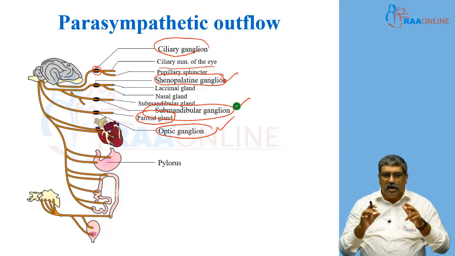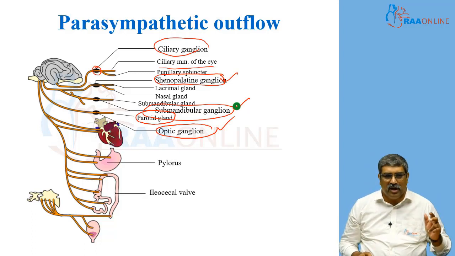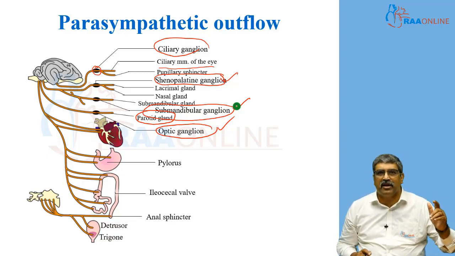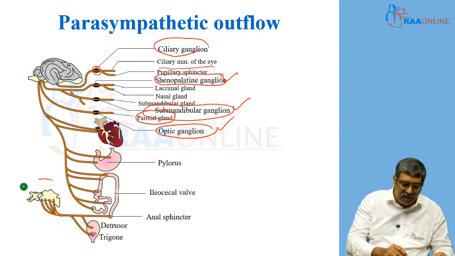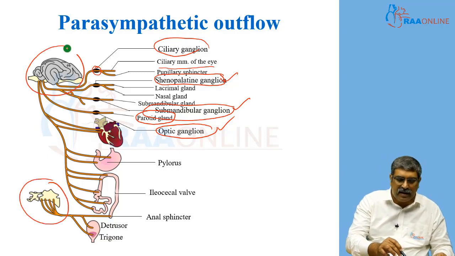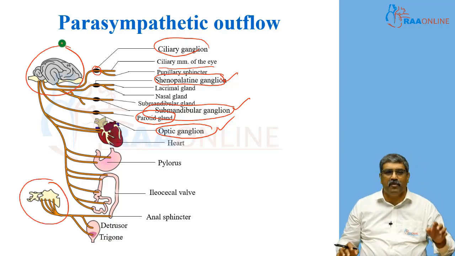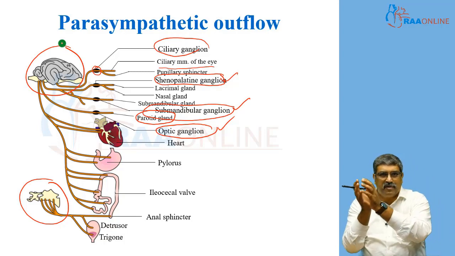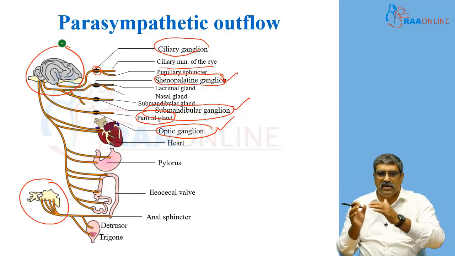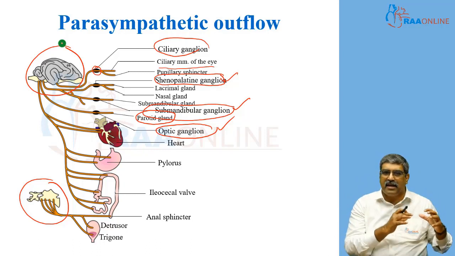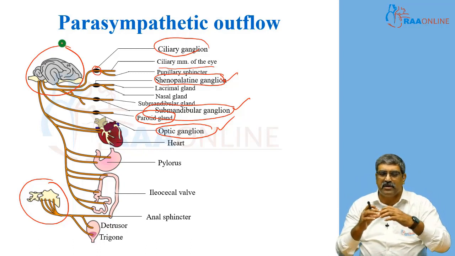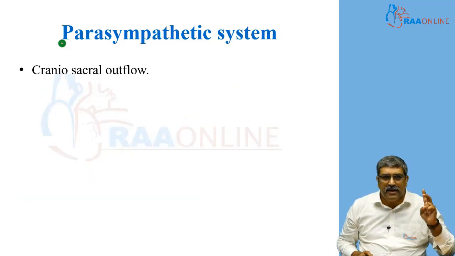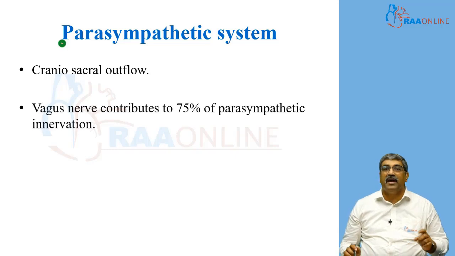Then you have innervation of the pylorus, ileocecal valve and anal sphincter, and detrusor and trigone, which is the bladder innervation, comes from the sacral outflow. This is the cranial outflow. Apart from that, it supplies the heart. So the cranial outflow is associated with various ganglion, heart, pylorus, ileocecal valve, and the sacral outflow is associated with anal sphincter, detrusor and trigone of the urinary bladder. It is a craniosacral outflow.